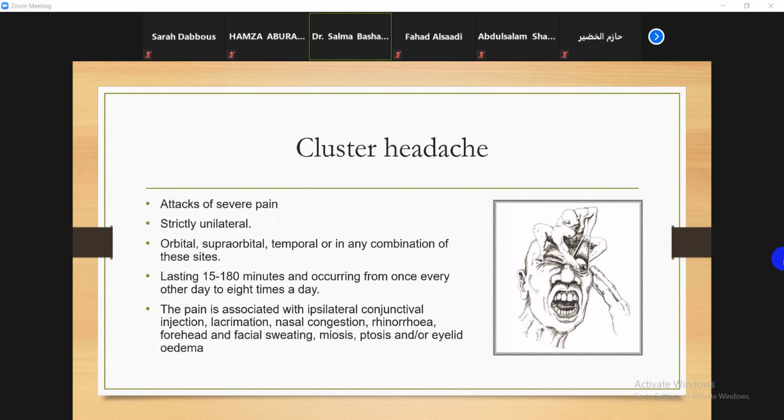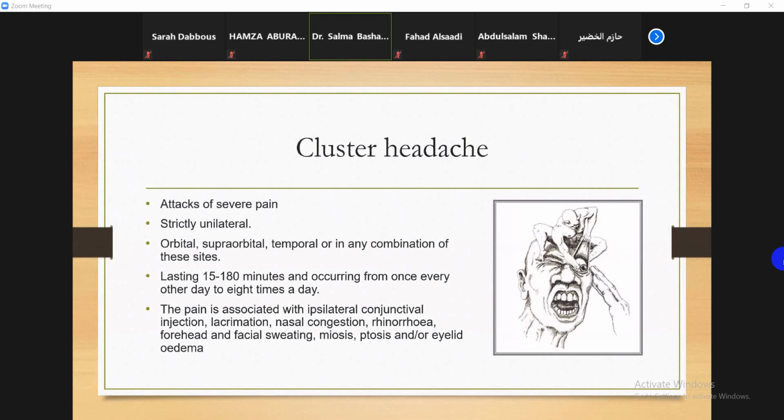The duration is shorter than the migraine and the tension headache. They can last between 50 to 180 minutes in duration. And the frequency is variable, from once every day to multiple, up to 8 times per day, so really variable frequency. The pain is associated with autonomic manifestations like conjunctival injection, redness, for example, lacrimation, nasal congestion, rhinorrhea. It can also present with facial sweating, miosis, ptosis, or eyelid edema. If you see any of that, it's highly suggestive of cluster headache. That's different from the associated symptoms with migraine and tension, which is mainly phonophobia and photophobia.